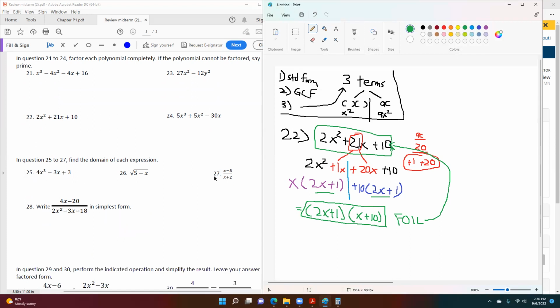25, 26, 27, this is finding the domain. We did it just now, at the beginning of the class. What kind of expression do we call 25? Polynomial, rational, or radical? Polynomial. And what is the domain for the polynomial? All real numbers. So this is just all real numbers. Yep.